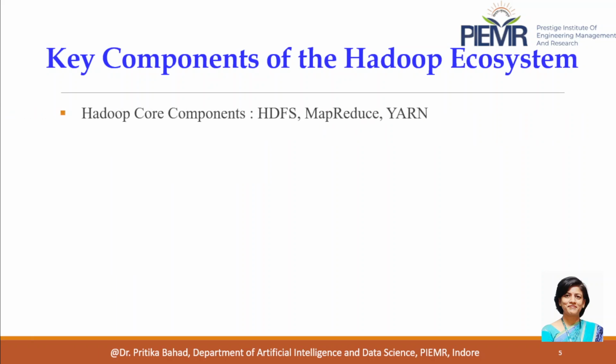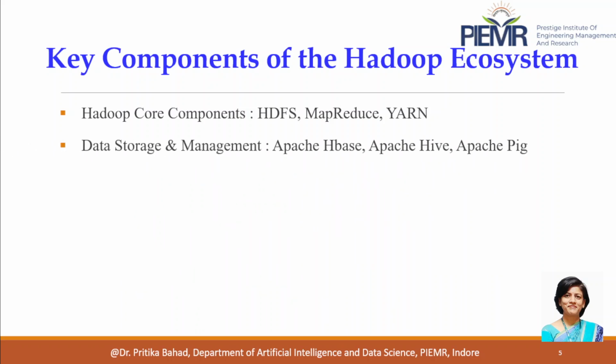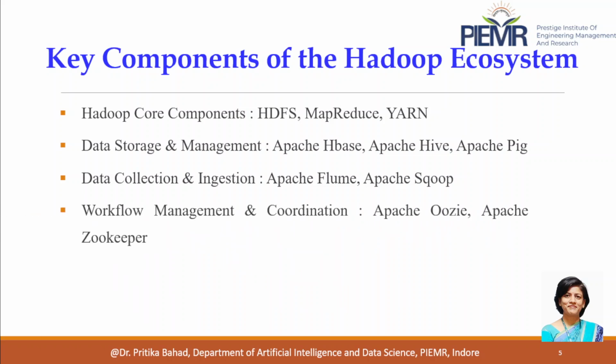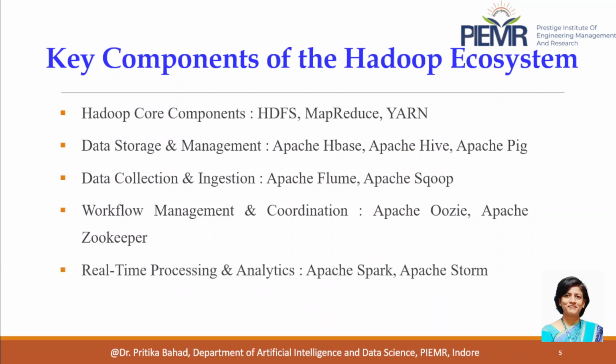the core components that include HDFS, MapReduce and YARN. The components that are related to data storage and management are HBase, Hive and Pig. The data collection and ingestion components are Flume and Sqoop. The workflow management and coordination components are Oozie and Zookeeper.